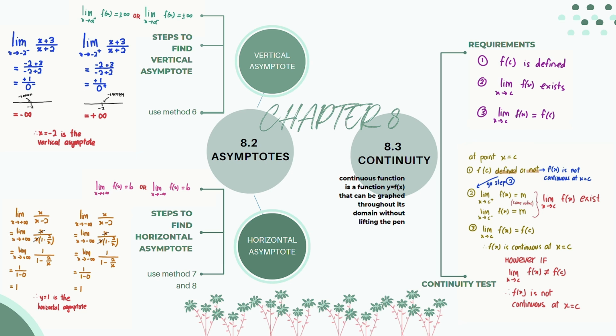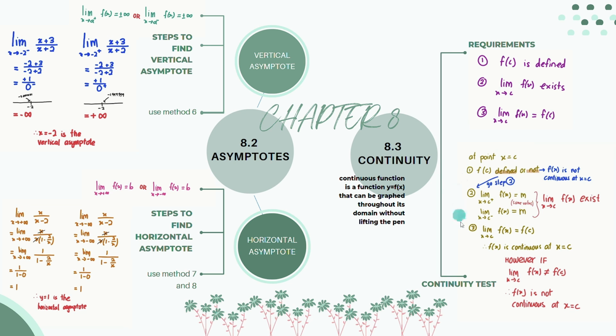Moving on to the last subtopic at point 3, continuity. Continuous function is a function y equal to f(x) that can be graphed through its domain without lifting the pen. So the requirement of continuous function is first, f(c) is defined. Second is the limit x approaching the value of c of the function should exist. And then we can make the conclusion that limit x approaching c of the function is equal to the f(c).